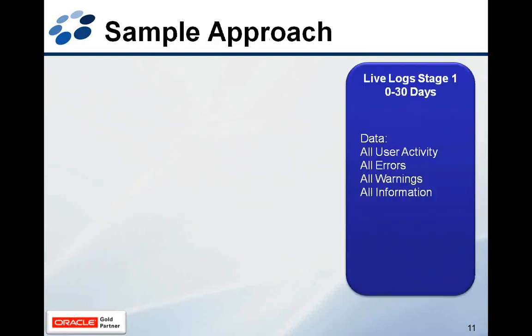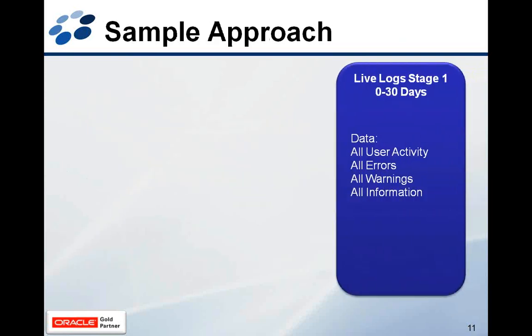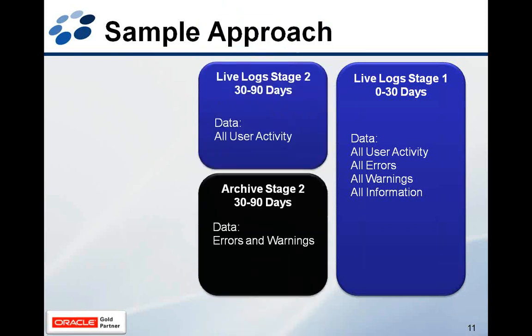Okay, so a sample approach to a scheme, if you will, and this is going to have three stages. The first stage is looking at data that's less than 30 days old. And for this sample, let's say that anything under 30 days, we want to keep all data. So we're going to have all user activity, all errors, warnings, and information. All our logs really remain untouched.